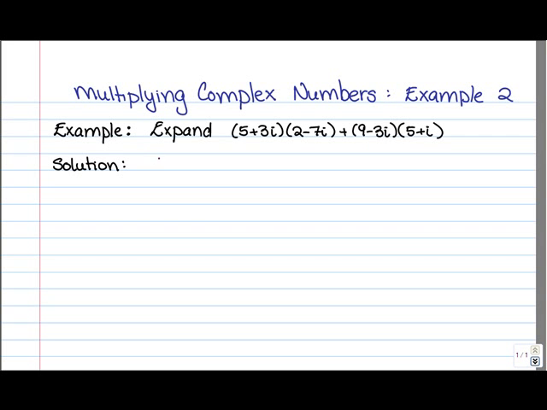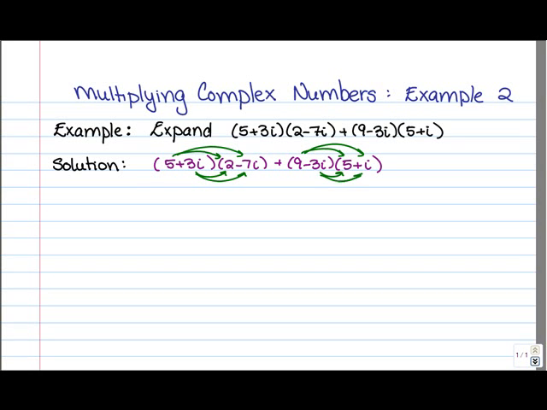So let's have a look at the solution. First of all, let's go ahead and write out the problem, which is 5 plus 3i times 2 minus 7i plus 9 minus 3i times 5 plus i. Remember, what we're going to be doing is FOIL, so we need to multiply the first terms, the outer terms, the inner terms, and the last terms. And we need to do that for 5 plus 3i times 2 minus 7i, but also for 9 minus 3i times 5 plus i. So again, we're going to have to do first, outer, inner, last.